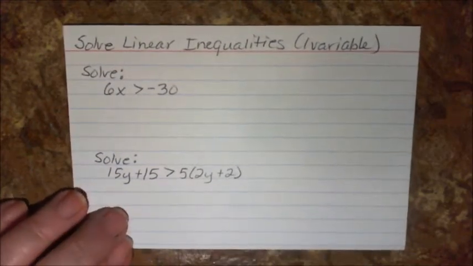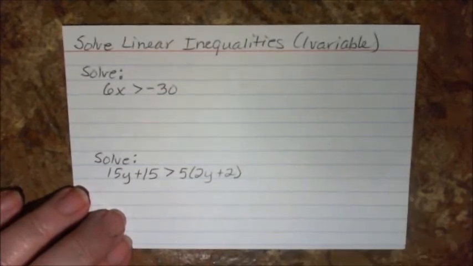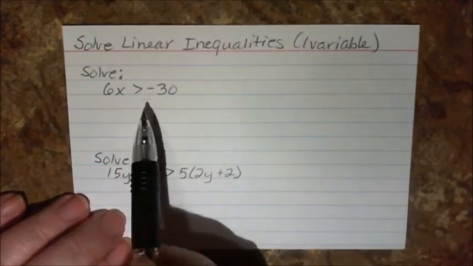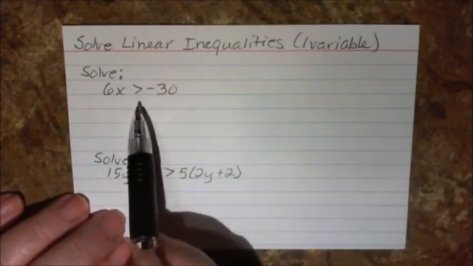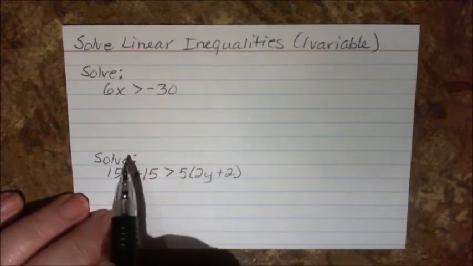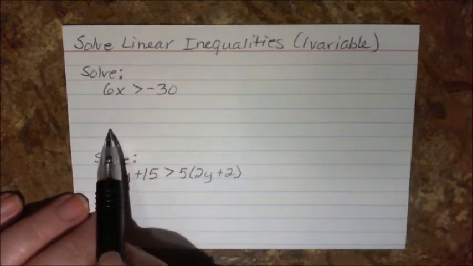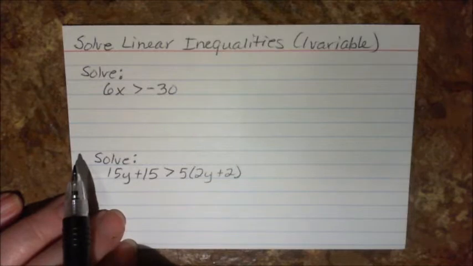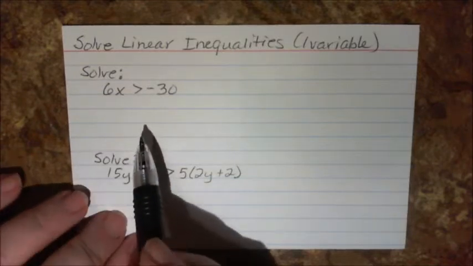Let's now look at solving linear inequalities in one variable. Remember, we solve them like we solve linear equations, except for the possibility of, on the last step, multiplying or dividing by a negative. Then we reverse the inequality symbol.